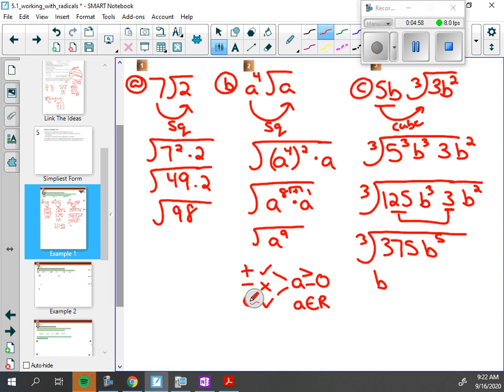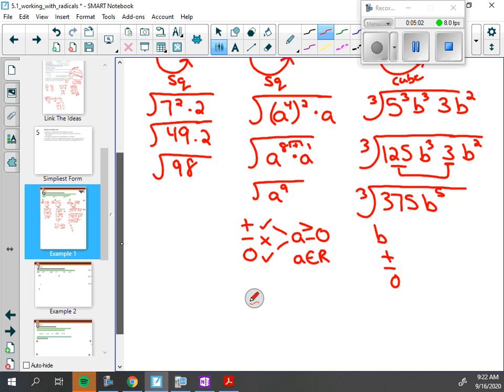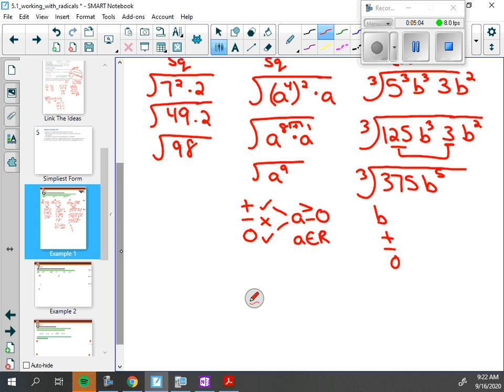Okay, check your variable. Can b be plus, minus, or 0? Can it be positive? Yeah. Does it matter? Doesn't matter in this case. It can be anything we want because it's an odd index. You can cube root positives, you can cube root negatives, you can cube root 0. So these are all good.